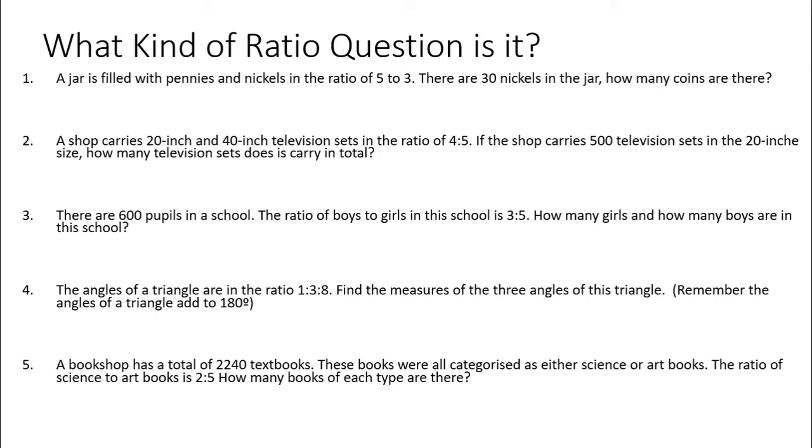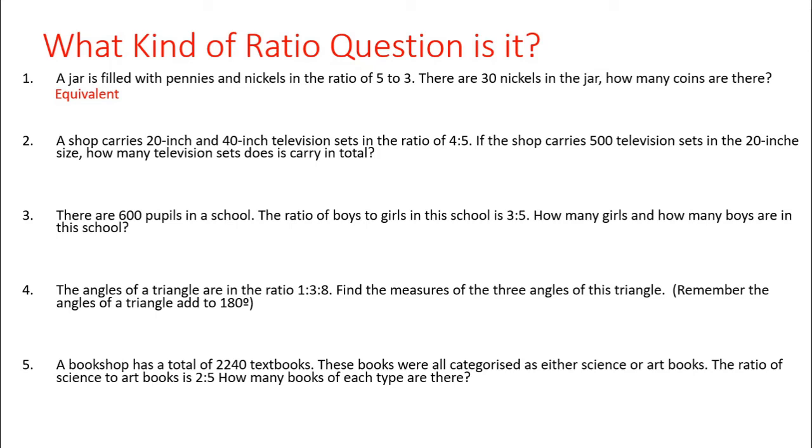Okay, what kind of question is question 1? You're given a jar filled with pennies and nickels in the ratio of 5 to 3, and there are 30 nickels in the jar. So we're told one side of the jar. How many coins are there altogether? Well, you know the nickel side, you need to work out the penny side, and you're given a ratio. This is an equivalent ratio question.